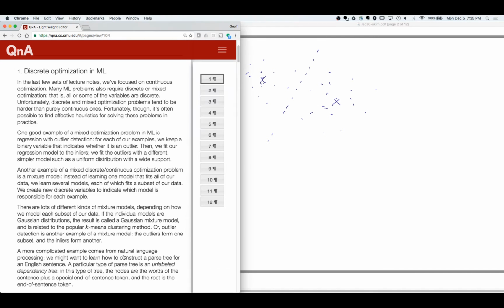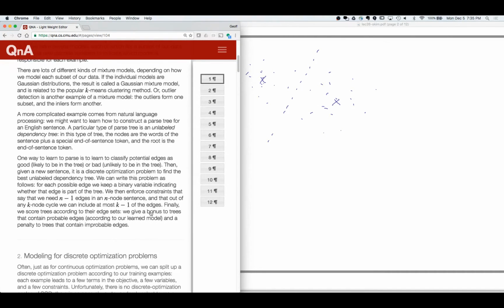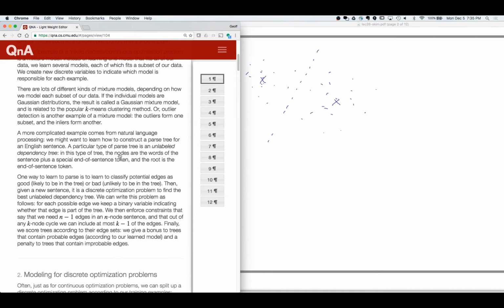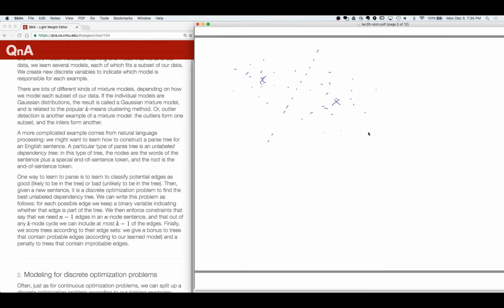And I wanted to do one more complicated and realistic example, which is natural language parsing. If you have a sentence that looks like this: the rain in Spain falls mainly in the plain. Bonus points to anybody who recognizes that this is a quote from My Fair Lady.